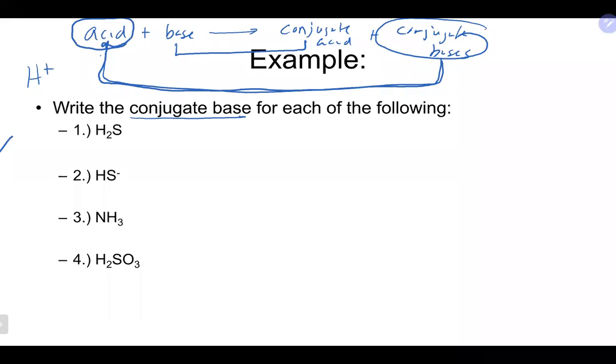And the definition of an acid is something that will do what? Give the H plus or accept the H plus?